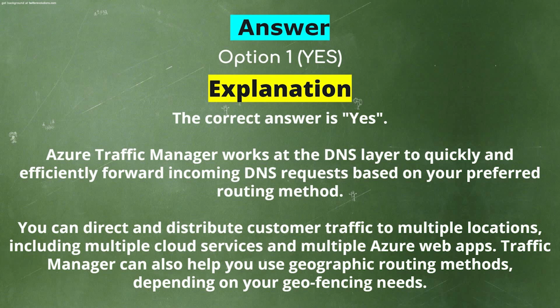Azure Traffic Manager works at the DNS layer to quickly and efficiently forward incoming DNS requests based on your preferred routing method. You can direct and distribute customer traffic to multiple locations, including multiple cloud services and multiple Azure web apps. Traffic Manager can also help you use geographic routing methods depending on your geofencing needs.